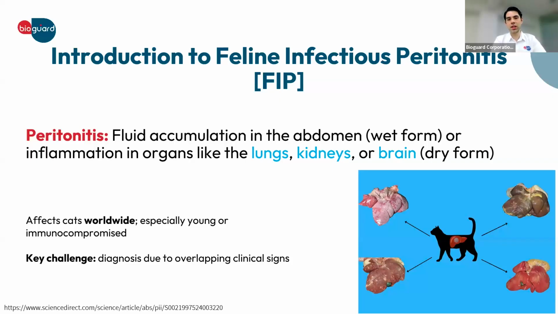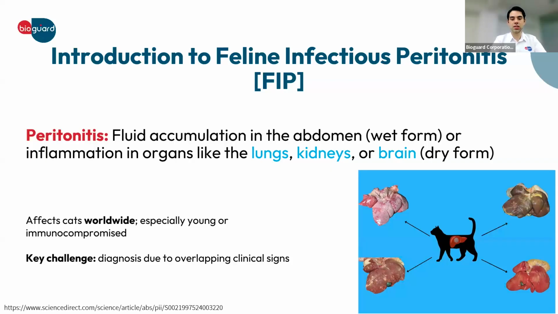However, it's not just inflammation or redness in the abdominal area in the cat. In the feline, it's a fluidic accumulation in the abdominal area when it is the wet form of the disease, or it's an inflammation in the organs, which can be in the lungs, kidney, or brain, which is the dry form of FIP. We will discuss everything in detail later.